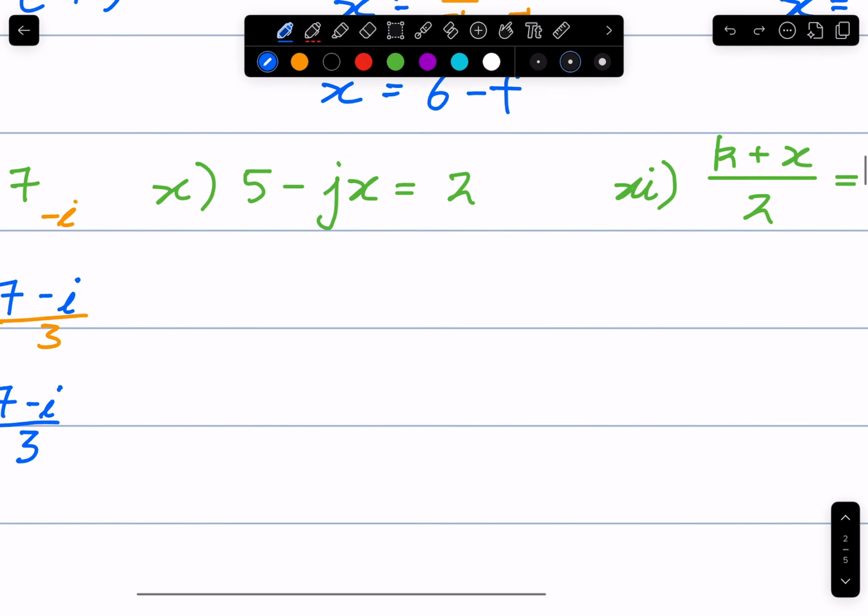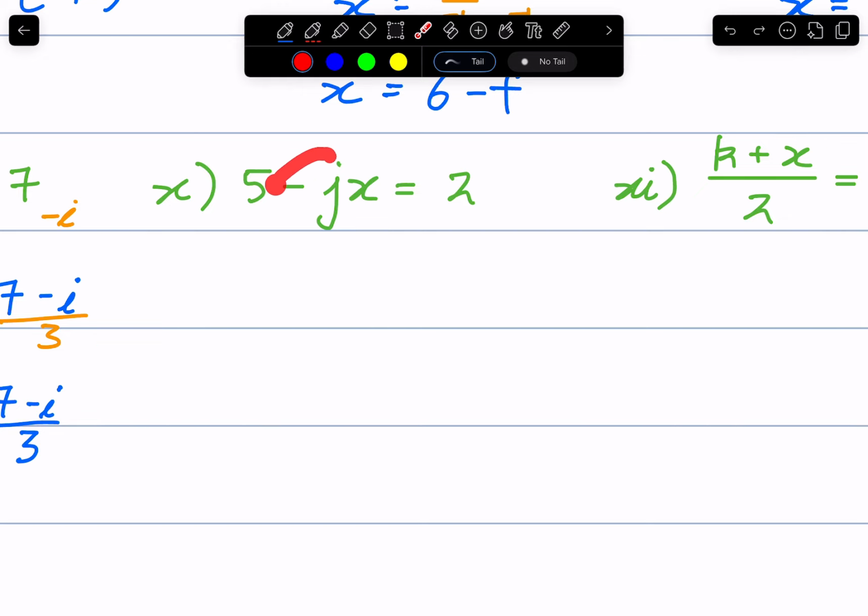So let's move on with this one. This one is very important in that we have a negative coefficient of x. Let's see what happens with this in this example. So once again, we have this positive 5, so we subtract 5 on both sides. This leaves us with negative j times x equals 2 minus 5, which will give us negative 3.